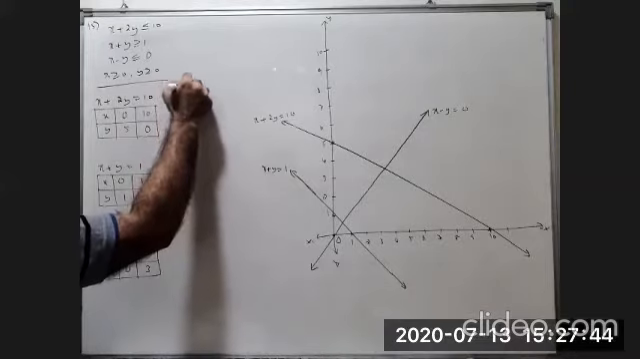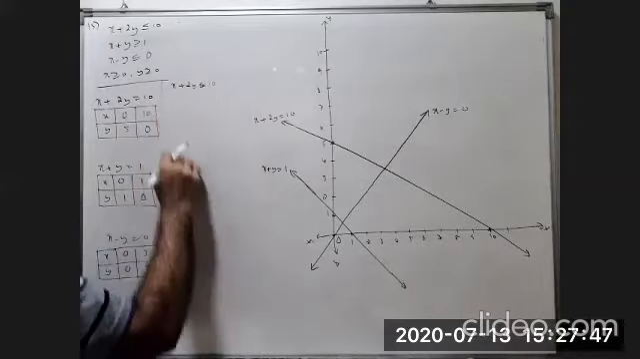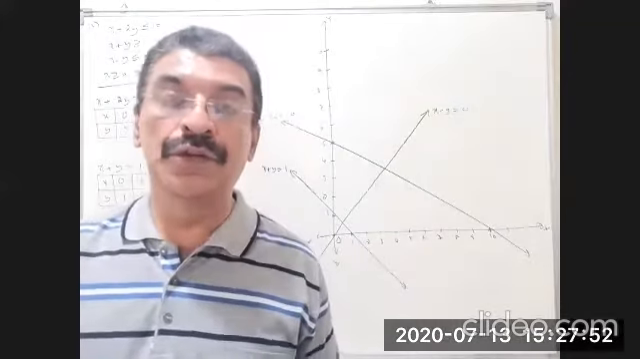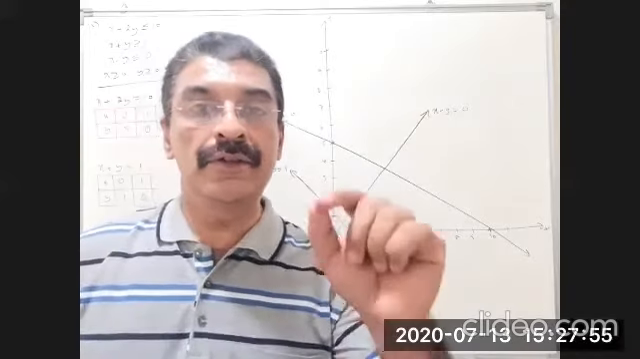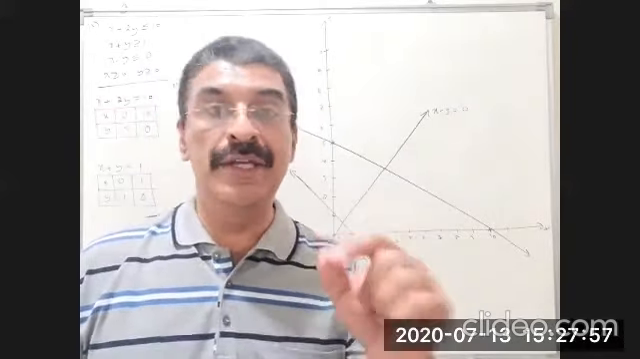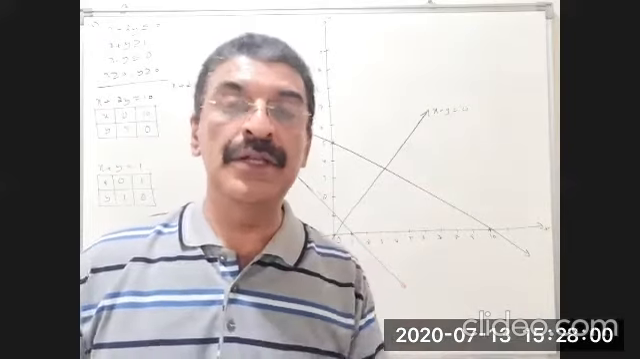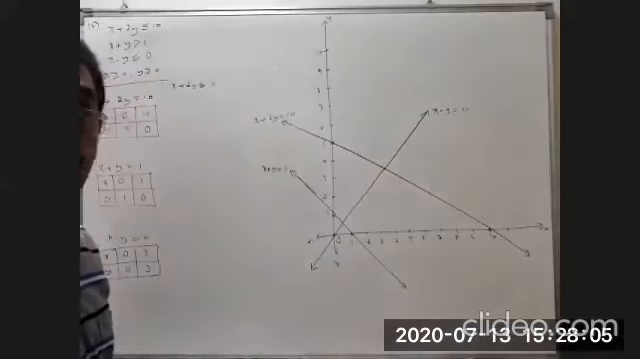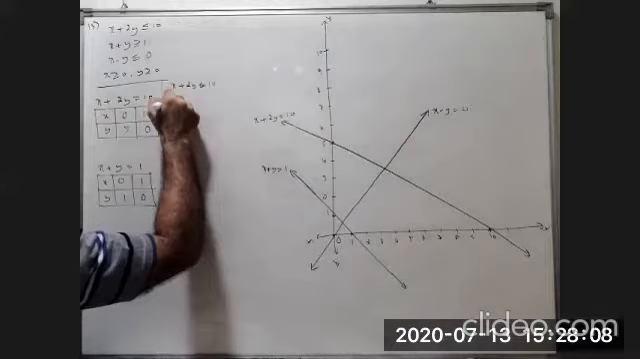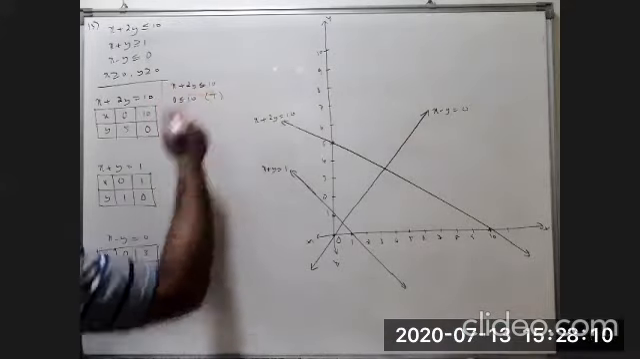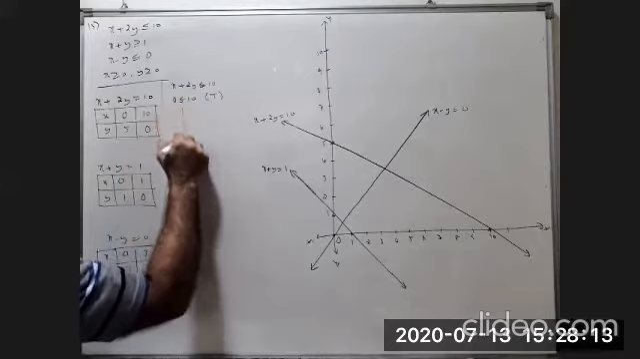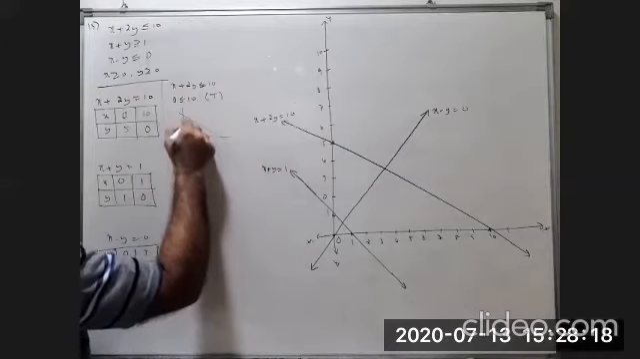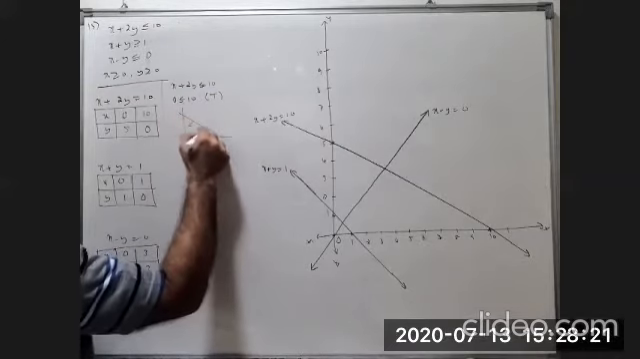X plus 2y less than or equal to 10. If the line is not passing through the origin, always substituting the origin is a better choice. You can substitute any point, but if you substitute the origin, no need of any calculation; the variable part will be 0. So here 0 less than or equal to 10, that is true. See, this was the graph. This one goes this way. Since it is true, we mark towards the origin.